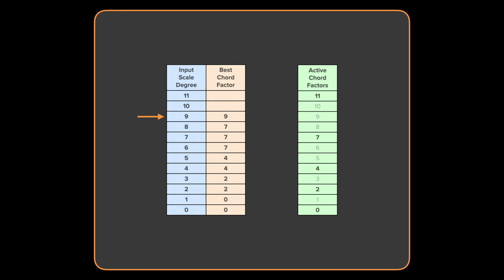Rule 4 is the only way that Harmonize will play a note with a chord factor that isn't active in the harmony. Rules 1 and 2 handle scale degrees 10 and 11, and we're done building the plan.